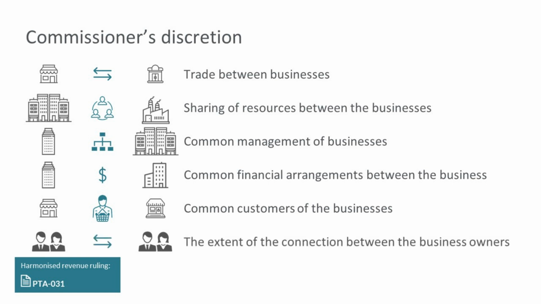Finally, what is the extent of the connection between the business owners? Are they the same people or are they closely related? These factors are just some of the more common issues the Commissioner considers when deciding whether to exercise discretion to exclude a member from a group. It is not an exhaustive list. Each case is considered based on all the relevant facts. If you are not certain about your group's status, please contact the relevant Revenue Office.